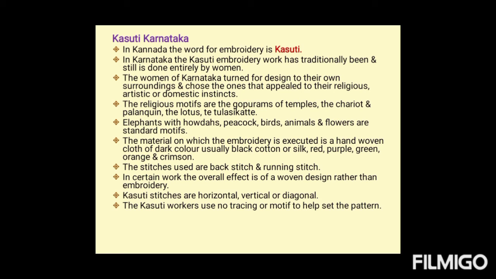The material on which the embroidery is executed is a hand-woven cloth of dark color, usually black cotton or silk, red, purple, green, orange and crimson. The stitches used are backstitch and running stitch. In certain work, the overall effect is of a woven design rather than embroidery. Kasuti stitches are horizontal, vertical or diagonal. The Kasuti workers use no tracing to set the pattern.